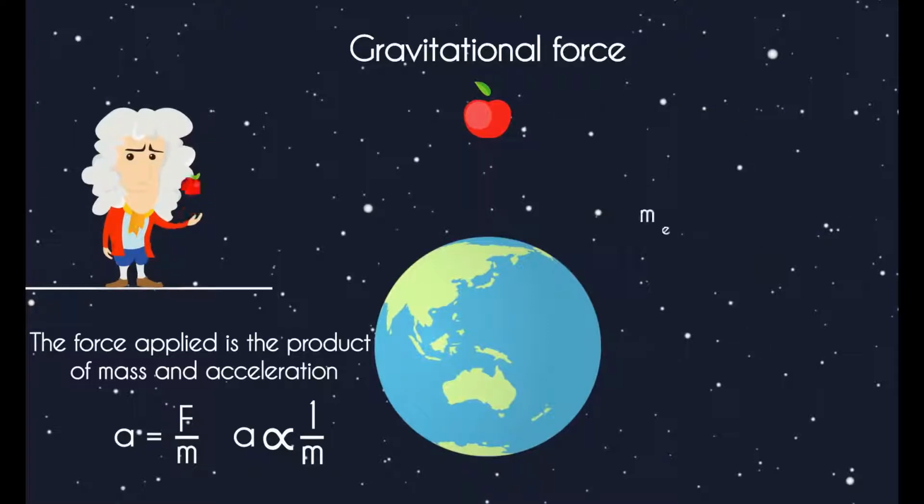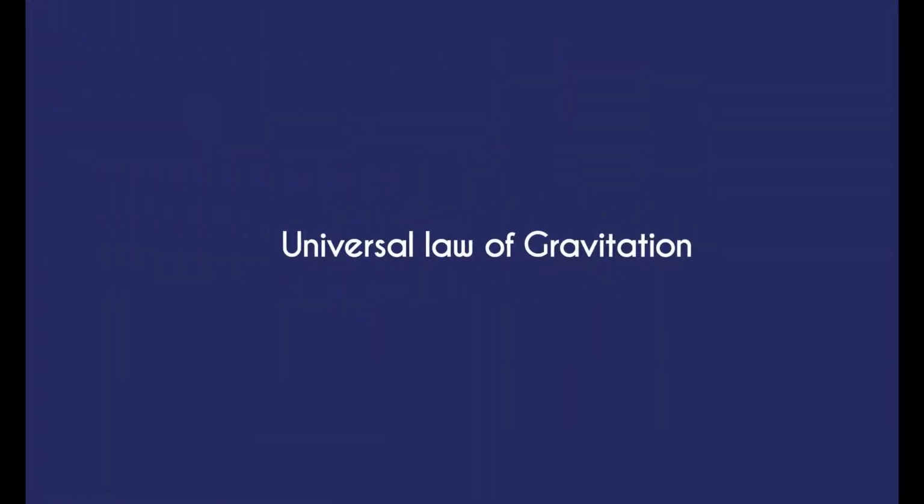As the mass of the earth is much more than the mass of the apple, it is the apple that accelerates towards the earth and not the other way around. Hope that makes it clear. Now the question is, how do we quantify this force? To understand this, we need to understand a simple concept. And this simple concept is called the Universal Law of Gravitation.